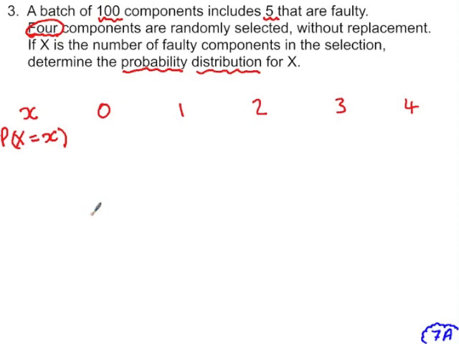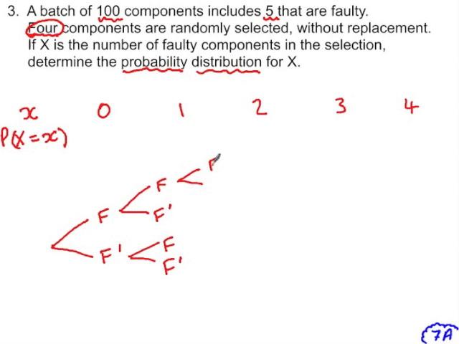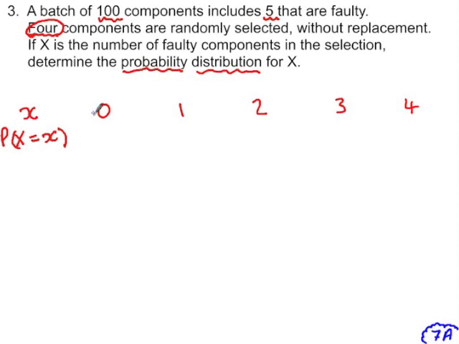You can imagine a tree diagram. The first one you choose is either faulty or not faulty, and then the second one you choose is either faulty or not faulty, and then the third one you choose is faulty or not faulty, and then the fourth one is either faulty or not faulty. So the probability that none of them are faulty means that we're multiplying along the not faulty branches.